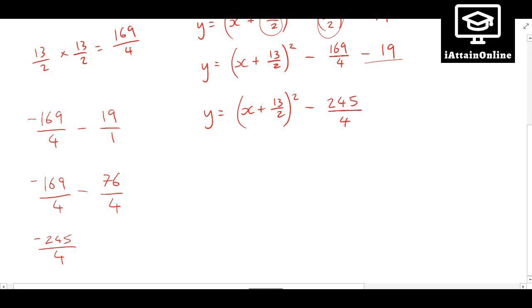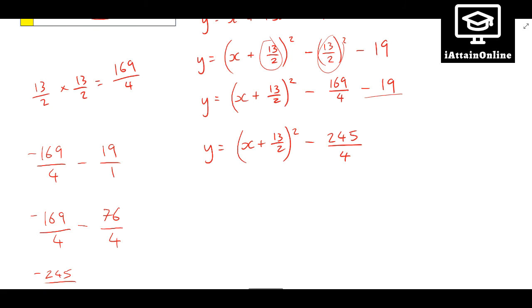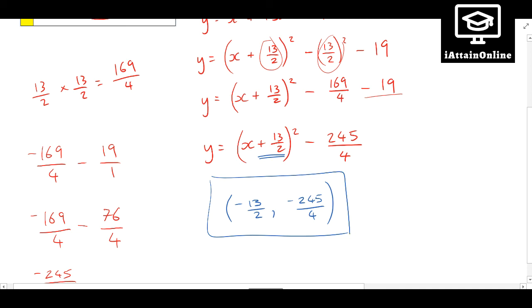Now, this is one of the questions where it asks us to find the turning point. So as soon as you've done this, you can now say that the turning point, remember that the sign changes, is negative 13 over 2 and negative 245 over 4. That would be the turning point of our graph. If you were to plot that graph accurately, that would be the lowest point of that graph. These questions do get more tricky, but I won't go into the more tricky ones today.